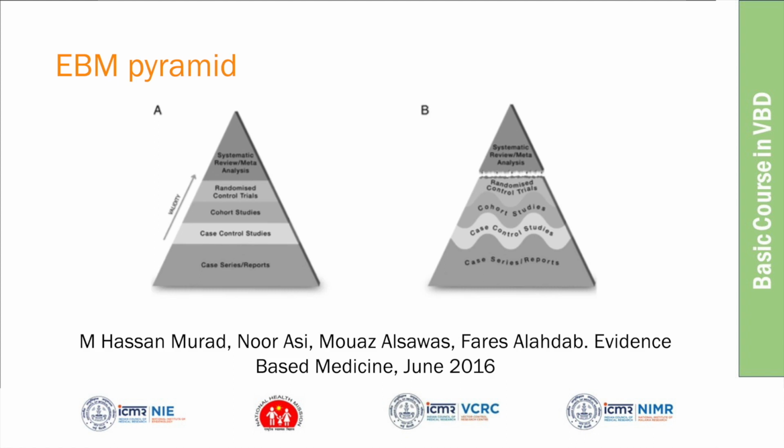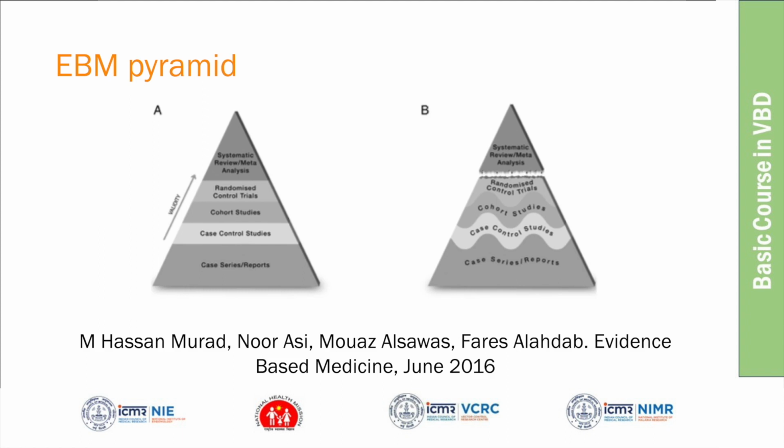So the shape of a pyramid is just to indicate the numbers. As you go towards the apex, the top of the pyramid, the evidence generated by that study design is of higher quality, but there are fewer of those studies available. Most of the research that is available will be case series or reports. They are done in larger numbers, but they have the least value when used for changing a guideline or changing a practice.